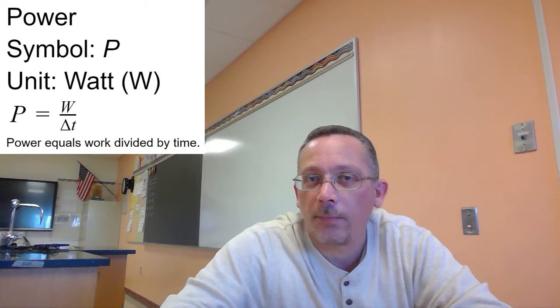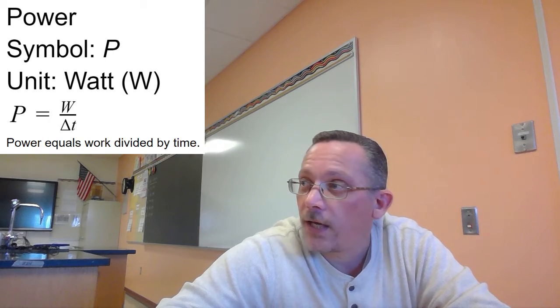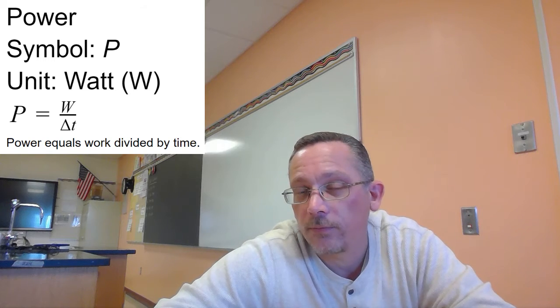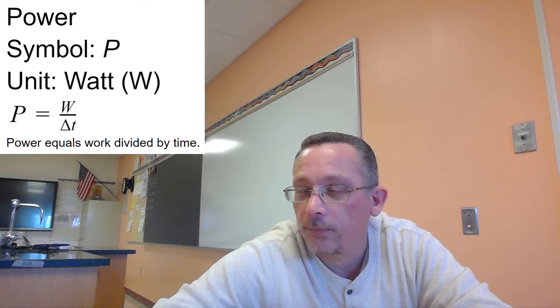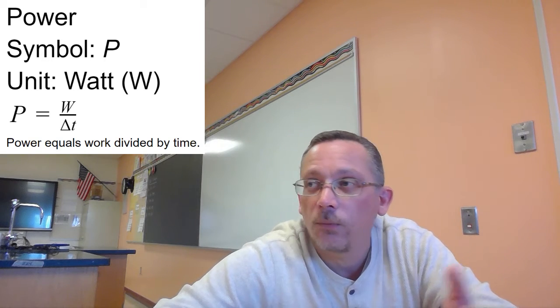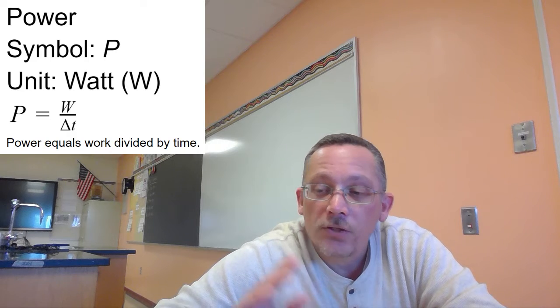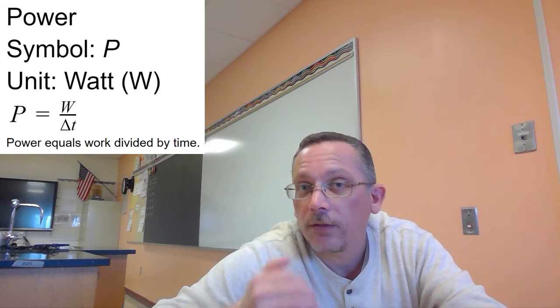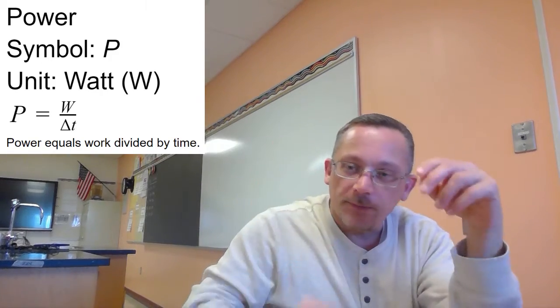We use the symbol P for power, capital P, and we measure it in a unit that you're probably already familiar with. We haven't talked about it in class, but you've probably heard it in your life quite a bit. We measure power in watts, W-A-T-T, and watts is abbreviated with a capital W. So we can calculate the power by taking the work divided by the time. Fairly simple. There will be problems where they'll tell you the work, they'll tell you the time, and all you have to do is divide.